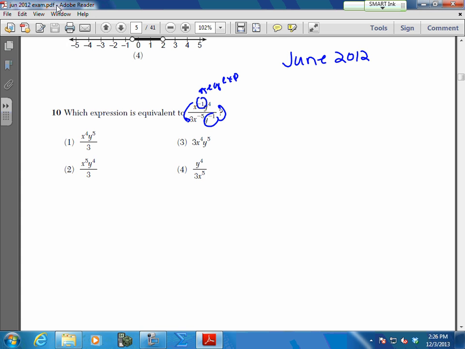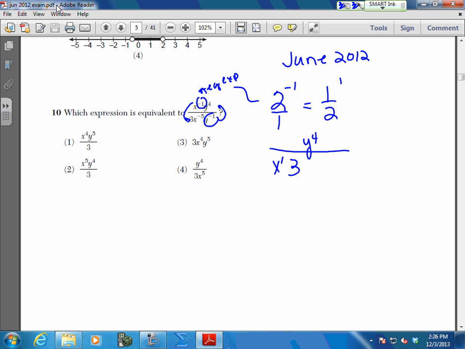Continuing with June 2012, remember that your negative exponent causes you to take the reciprocal. 2 to the negative 1, we would take the reciprocal to the positive. So any of your negatives, you're going to flip to the opposite side. Keep your y to the 4th on top, move your x to the 1 on the bottom.